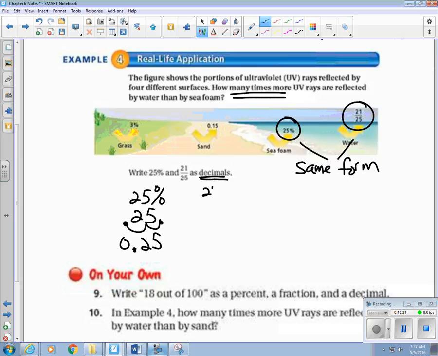Now I have 21/25 and I want to change this to a decimal. So a percent means out of 100. So what I want to do here is I could do one of two ways. I could just do the numerator divided by the denominator.